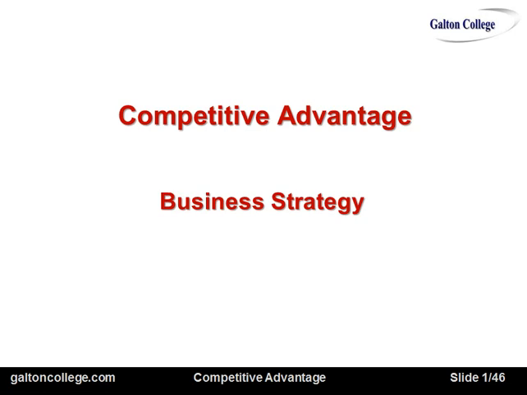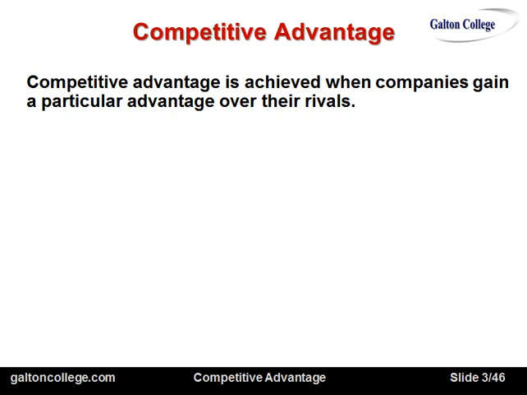In this class we're going to look at competitive advantage. Now, competitive advantage is achieved when companies gain a particular advantage over their rivals. This could be an advantage in marketing or in production, in distribution, in any one of the functional areas. If it's got a particular advantage over them, we say it's got a competitive advantage.